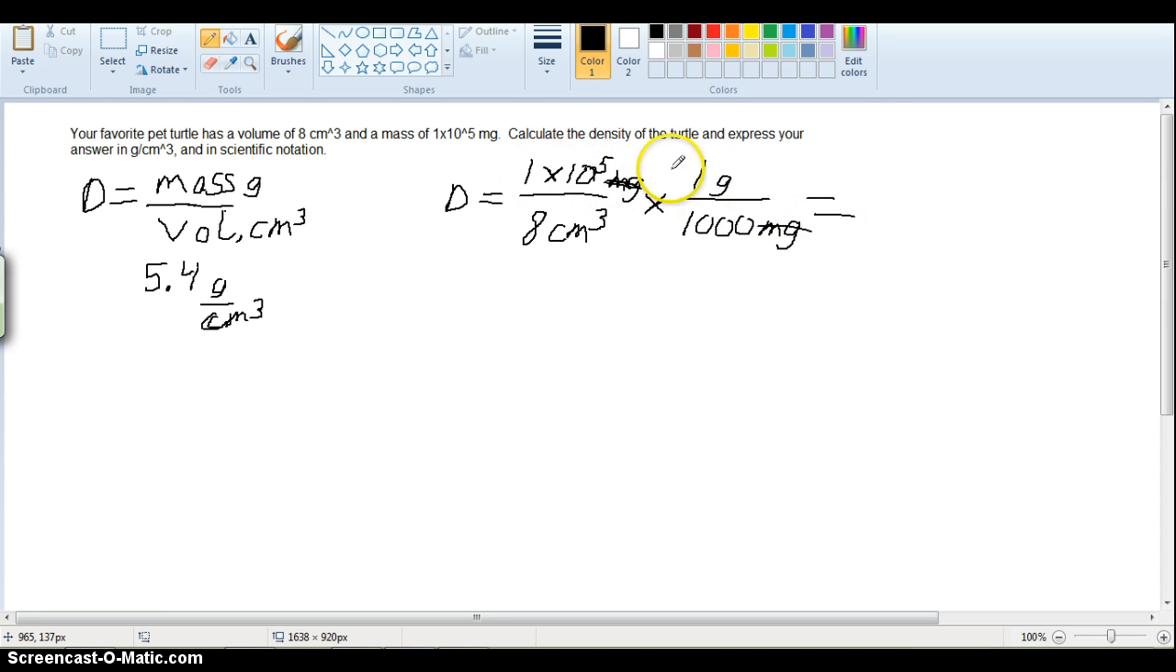Now to get our answer, you just multiply across the top, multiply across the bottom, and then divide. So 1 times 10 to the fifth times 1 is 1 times 10 to the fifth still. Multiply across the bottom. 8 times 1,000 is 8,000. And now we just divide, so 1 times 10 to the fifth divided by 8,000 ends up equaling 12.5.